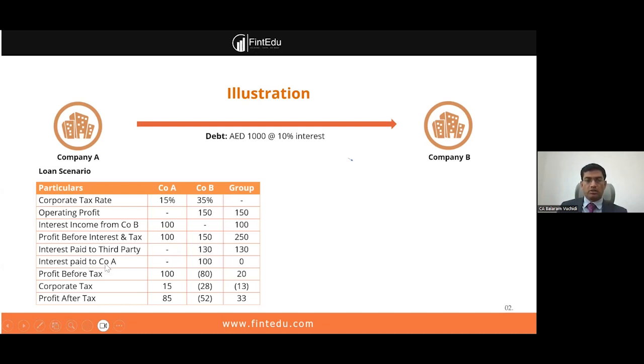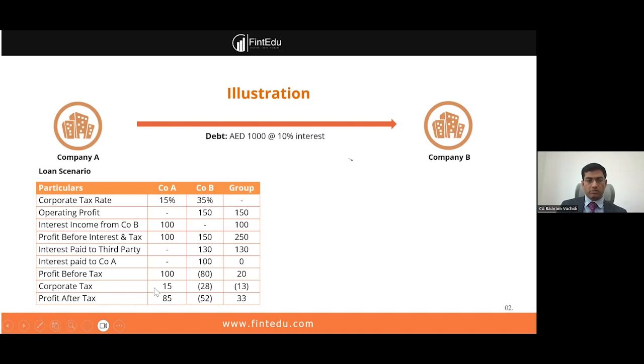Now, interest paid to company A. As we have seen, company A has given a loan to company B and interest on that is 100 dirhams. So obviously company B has paid 100 dirhams as interest to company A. Now if you look at profit before tax, in company A it is 100 dirhams, which is the interest amount received from company B. And in the hands of company B, it is a loss of 80 dirhams because we have 150 dirhams profit and then interest paid is 130 as well as 100, whereby we end up having a loss of 80 dirhams. At group level, you have a net profit of 20 dirhams after adjusting these two.